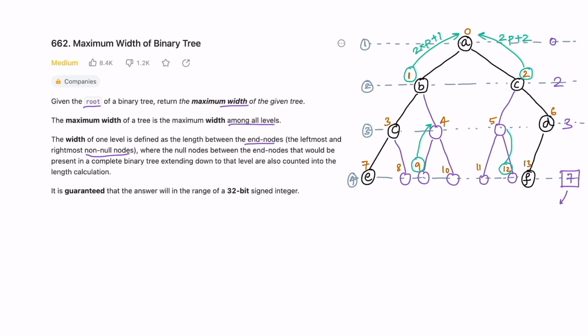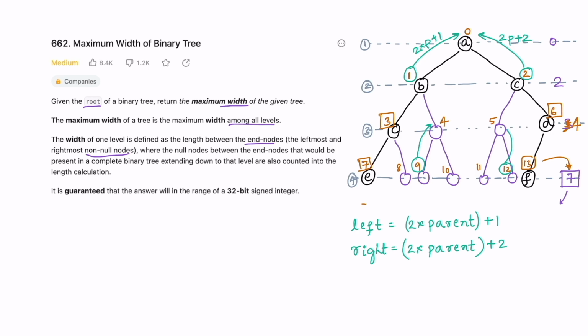Once we have these indices, it's easy to find the width at each level. All we have to do is index of the rightmost node in that level minus the index of the leftmost node in that level plus 1, which is 4. I apologize for the typo here, this should have been 4. At level 4, index of the rightmost child is 13 minus 7, which is the index of the leftmost child, plus 1 gives us 7.